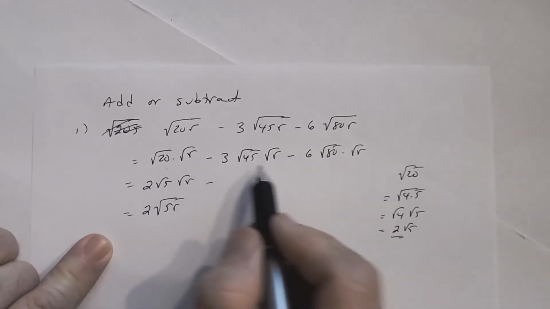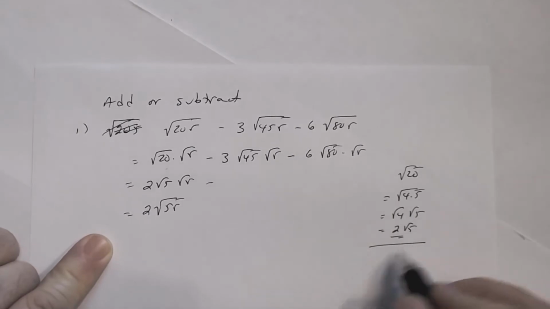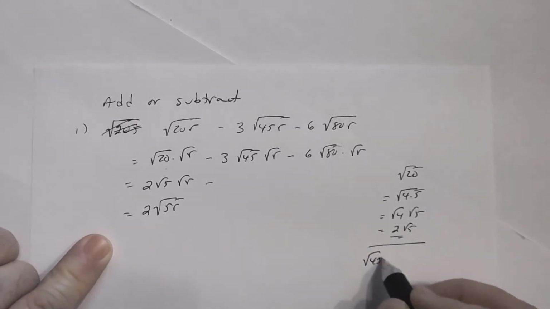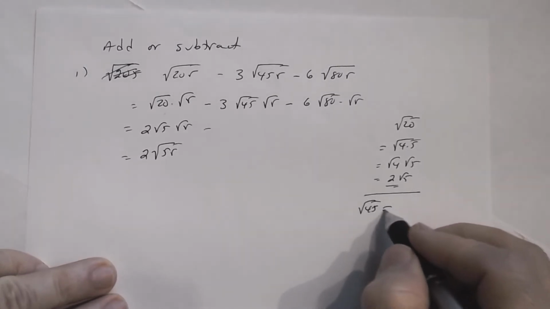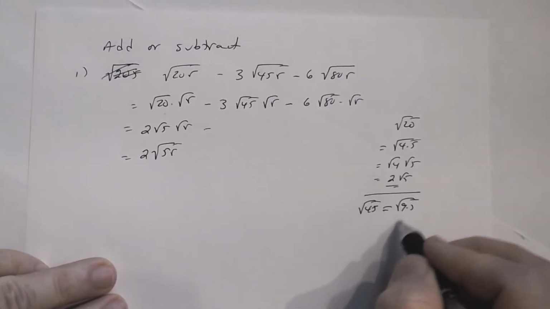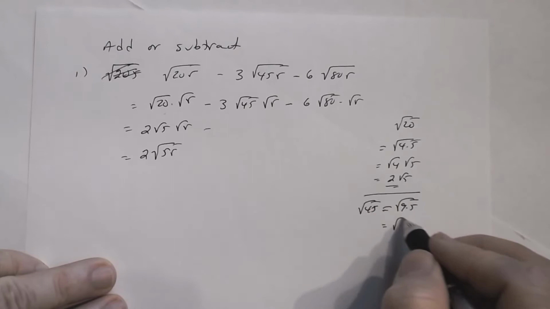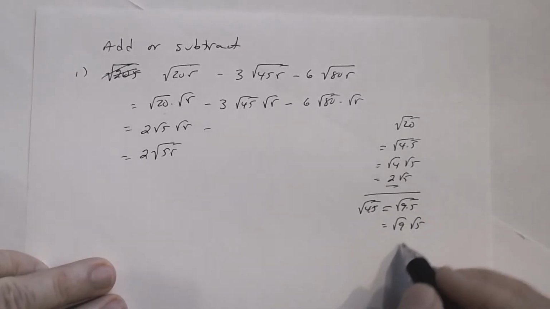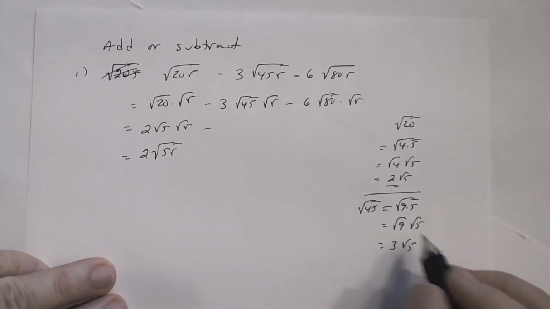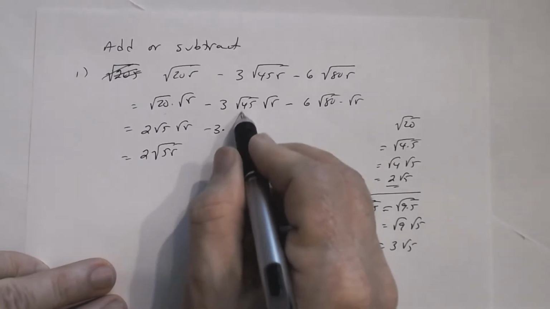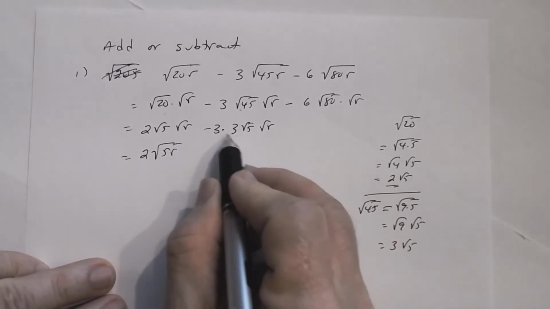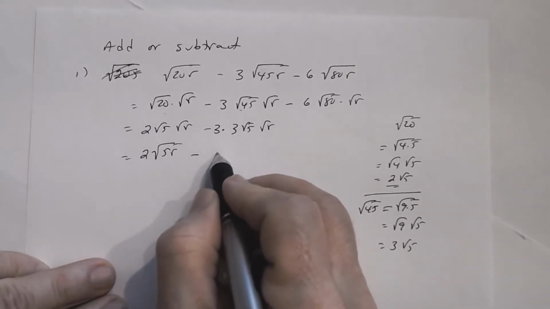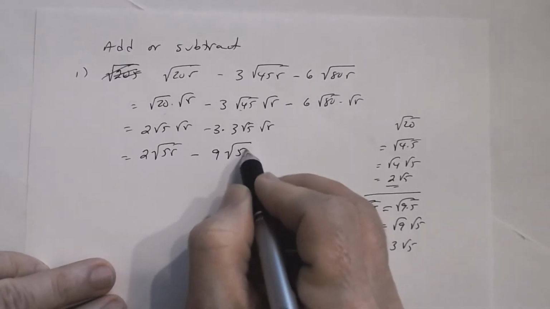Okay, over here, let's talk about the square root of 45. Square root of 45, the largest perfect square is 9, so that's going to equal the square root of 9 times 5, right? And so that'll be the square root of 9 times the square root of 5. And so I get 3 square root of 5. So it'll be 3 times, and then this is 3 square root of 5 times the square root of r. So this becomes 3 times 3 is 9, so it becomes minus 9 square root of 5r.